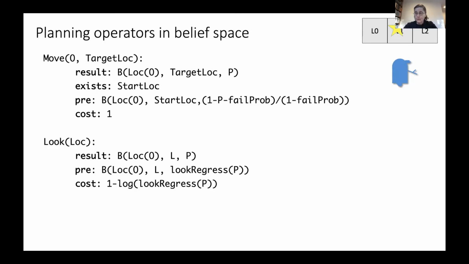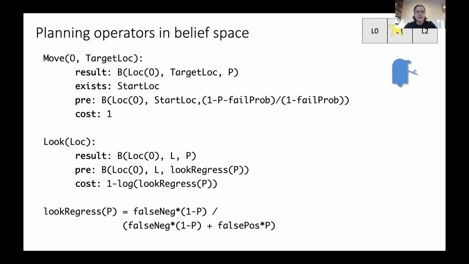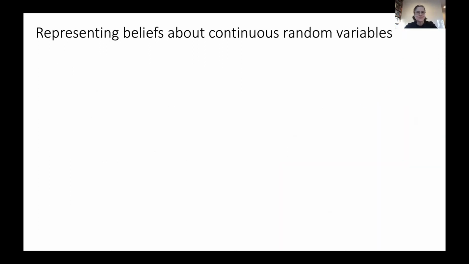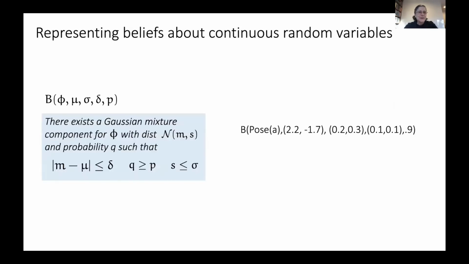We can also write down operators that describe the ways in which the robot will become more certain with high probability by looking in locations and gathering information. So we can make plans using this kind of representation. And when I talk to non-ICAPS people, I have to emphasize how cool it is that these operators are lifted and abstracted away from the particular objects and locations, but I don't have to tell you about that.